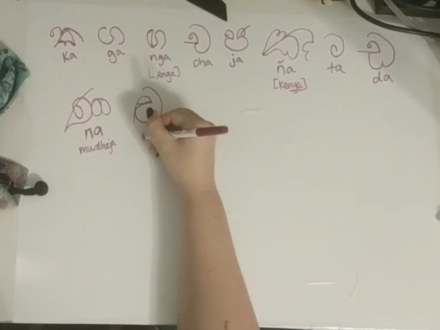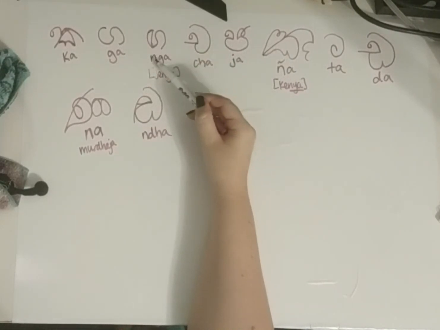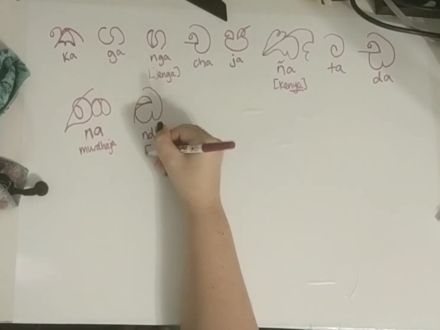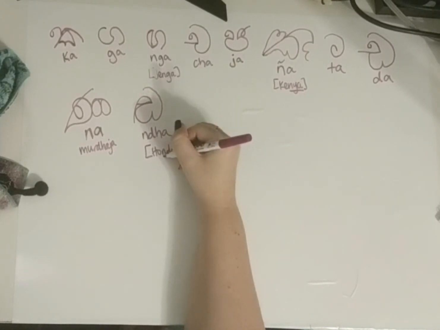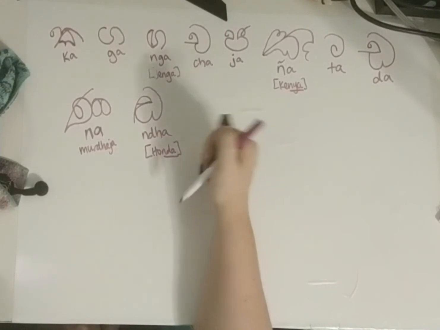And this is nda. Nda, nda, nda. So just like this, it has a little extra N sound to it, right? So think like the word Honda, like you drive a Honda. Nda, da, da, like that.